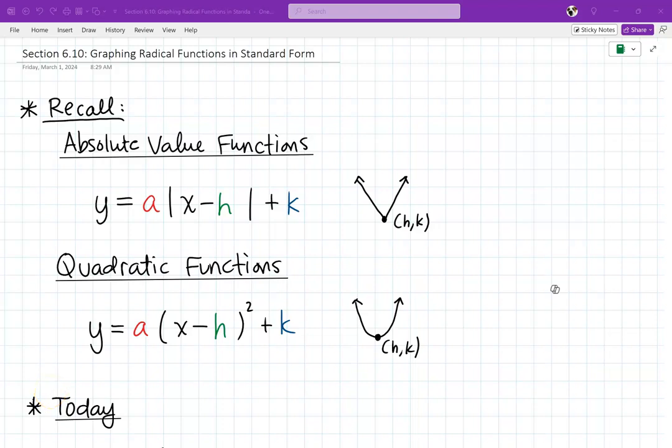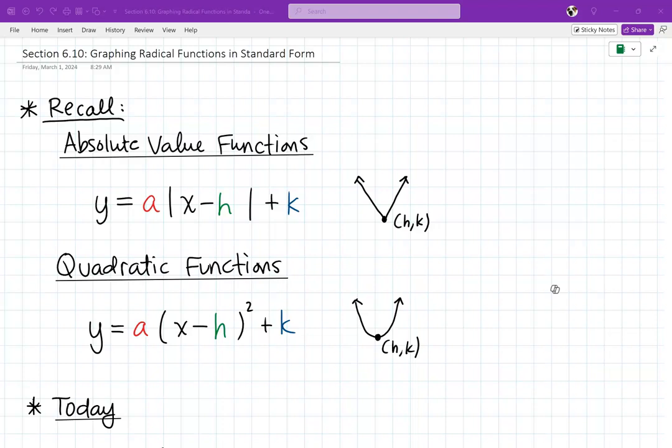All right, so section 6.10 is graphing radical functions in standard form. So we've done solving of radical functions. We've rewritten radical functions into exponential functions. We've done a lot of stuff with radicals. What we haven't done is graph them, okay?